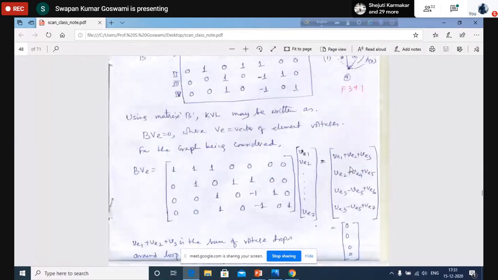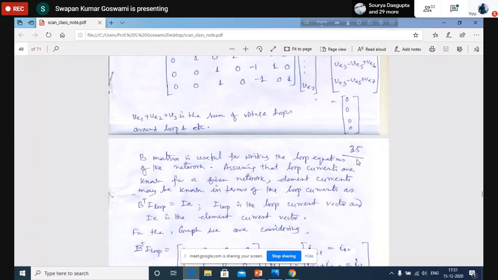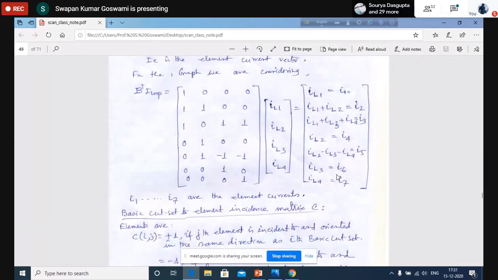What is the current in element 6? It is nothing but the loop current 3. Current in element 7 is nothing but loop current 4. So same as the result. So you see that by multiplying transpose of B matrix with I loop, we obtain the element current.